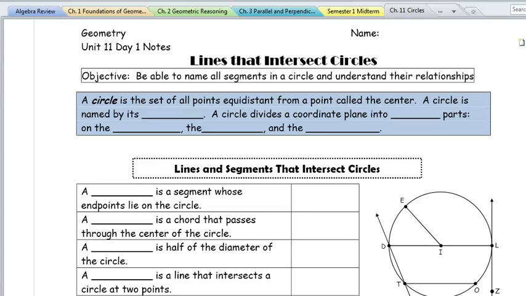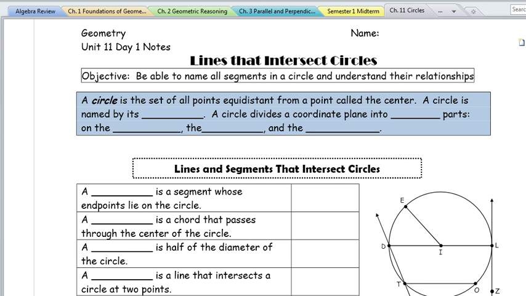I know how much you guys love your triangles, but we are going to step away from triangles for a little bit. Now, you will still see them. They'll still appear in this lesson, but the main gist of this entire unit is going to be circles. So the first part about circles, we want to be able to name segments, understand what their segments are, and then understand their relationships in a circle.